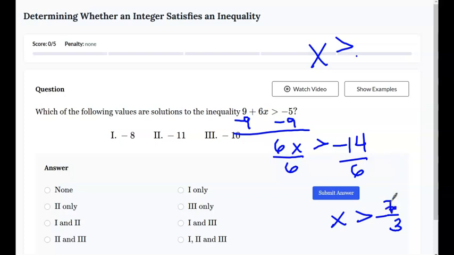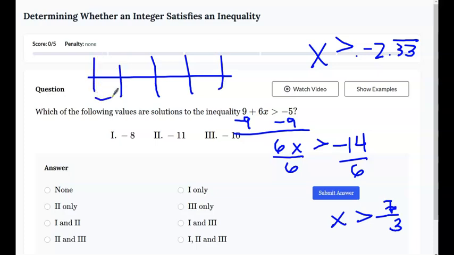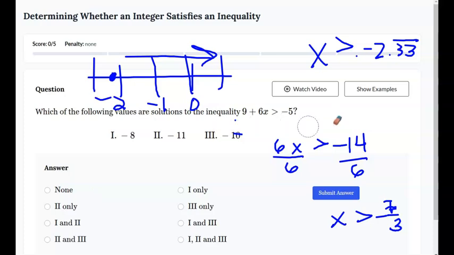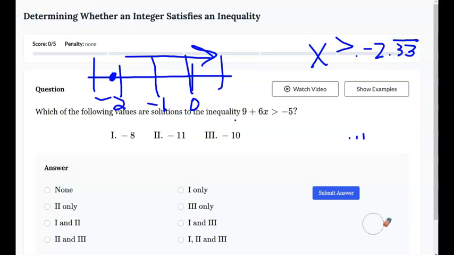7/3 is a repeating decimal, so it's like negative 2.33333, right? So we need something that's greater than negative 2.333. So if we're on a number line, we're at negative 2.333, we want something in this direction. We want something in this direction. So the question is, which one of these choices is greater? So negative 2 is less than, so that's out.